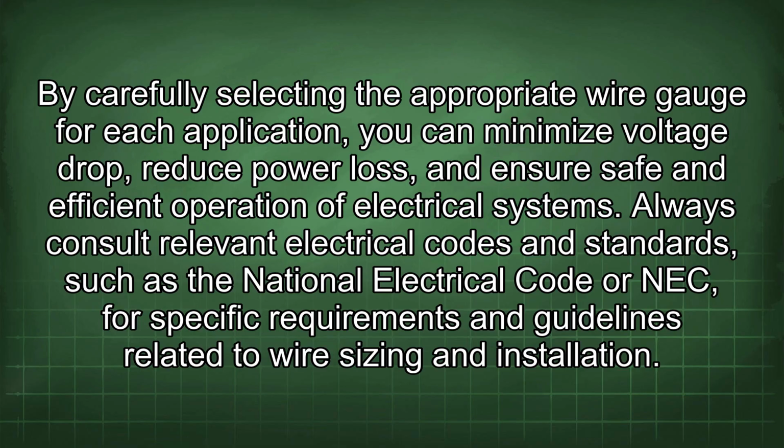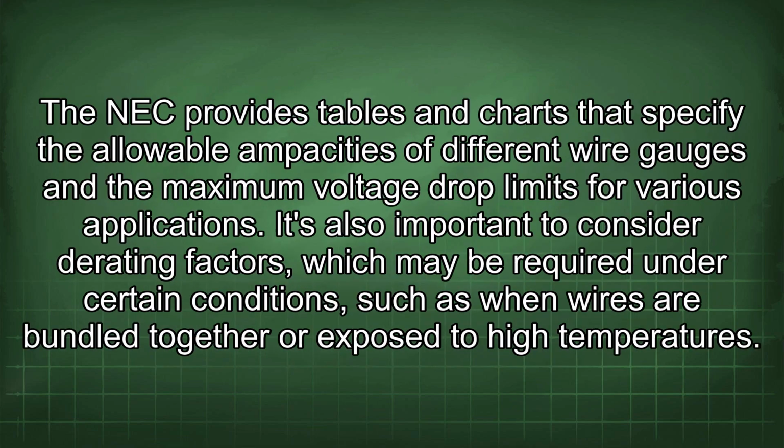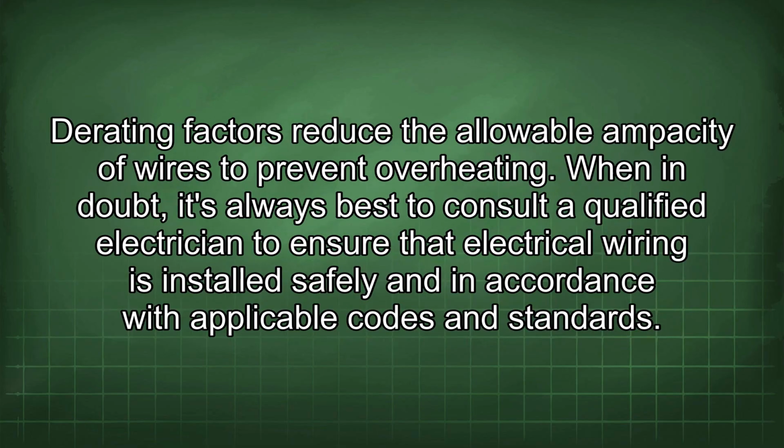Always consult relevant electrical codes and standards such as the National Electrical Code or NEC for specific requirements and guidelines related to wire sizing and installation. The NEC provides tables and charts that specify the allowable ampacities of different wire gauges and the maximum voltage drop limits for various applications. It's also important to consider derating factors, which may be required under certain conditions, such as when wires are bundled together or exposed to high temperatures. Derating factors reduce the allowable ampacity of wires to prevent overheating.